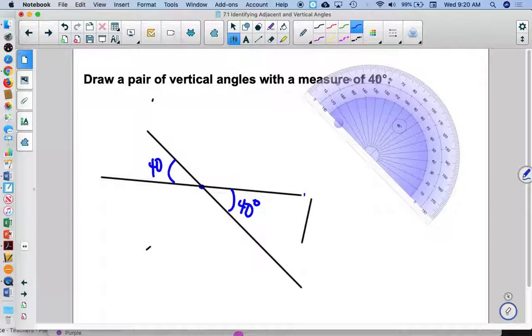Then borrow somebody's, because I'm not going to give you another one. All right. Does everybody have two vertical? Do they have a pair of vertical angles that are 40 degrees? Those are not vertical. These two are not vertical. These two are vertical. Yes.